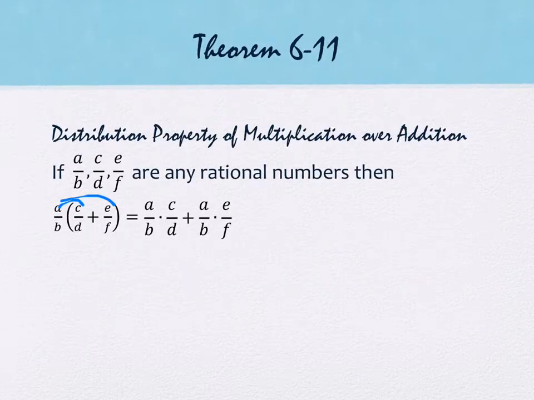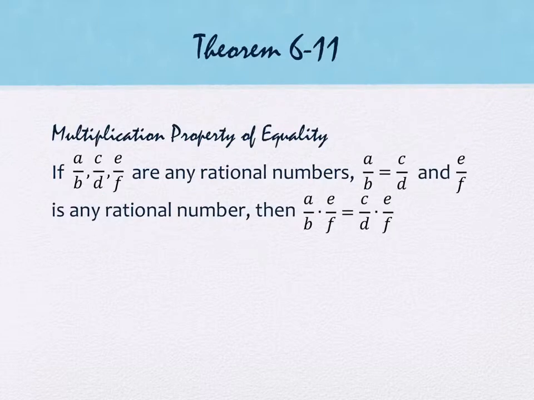Our third theorem for the day was the distributive property of multiplication over addition or over subtraction. For calculation reasons, we might want to do a multiplication before we do an addition, so this is a very nice property to have. The multiplication property of equality allows us to multiply both sides of an equation by the same value. So if a over b is equal to c over d, we're allowed to multiply both sides as long as we multiply by the same value, e over f.